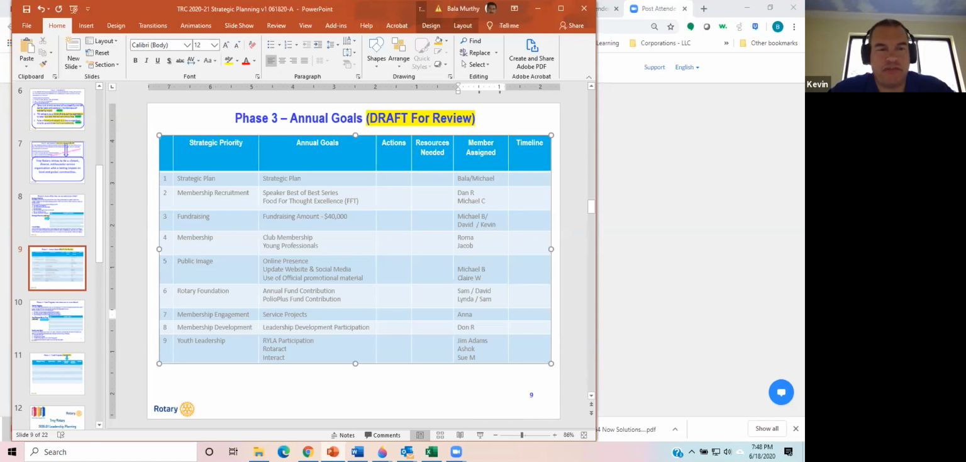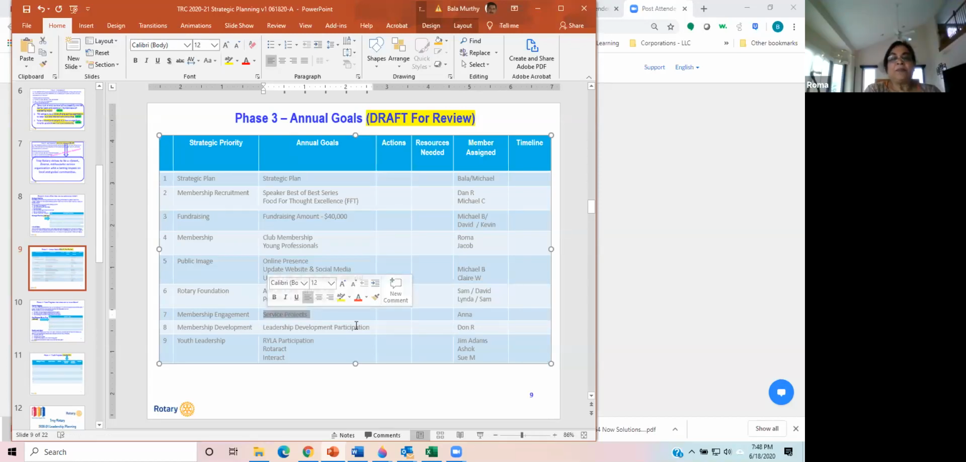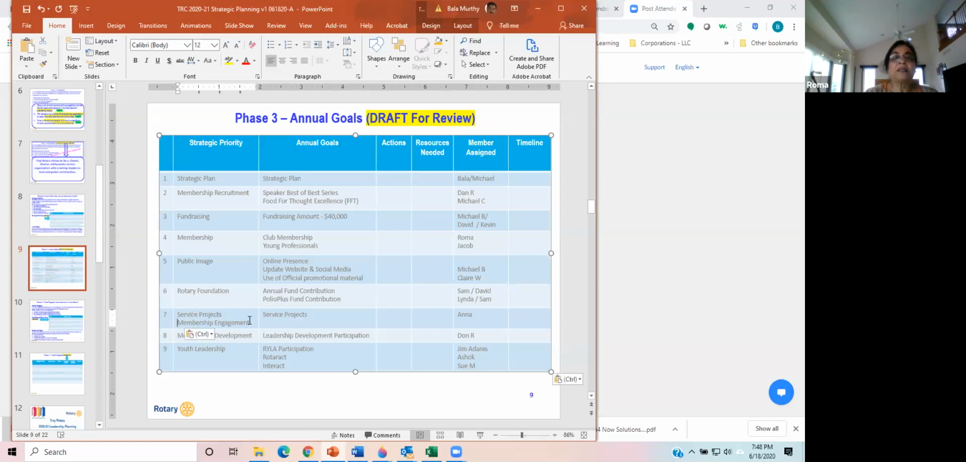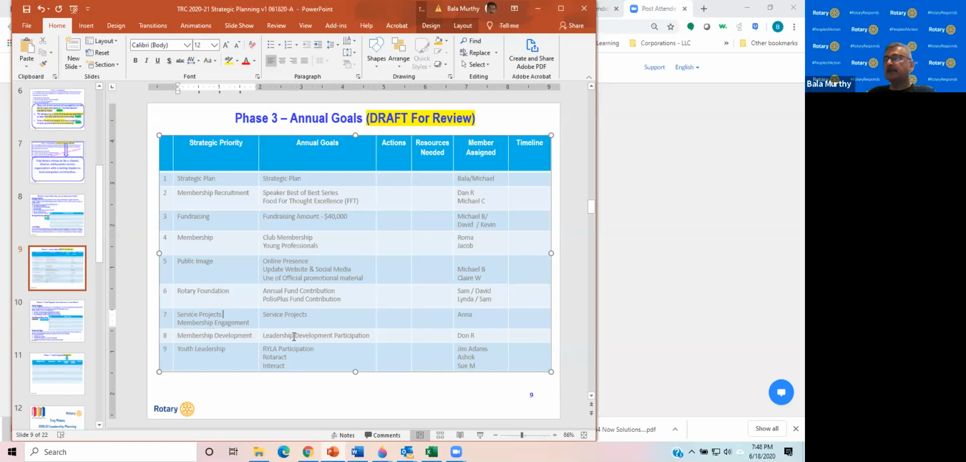Should service projects be a strategic priority, or were they just not rated that high? Because it seems like I'm looking at this that, well, we want to get some more members, so we'll do service projects, and hopefully we'll get members in because of that. No, I think it's a big part of the vision statement, right? I mean, we're talking about doing service projects. It just happens to fall into engaging members, but it can stand out on its own, just like public image did. How was that? Yeah. Okay.